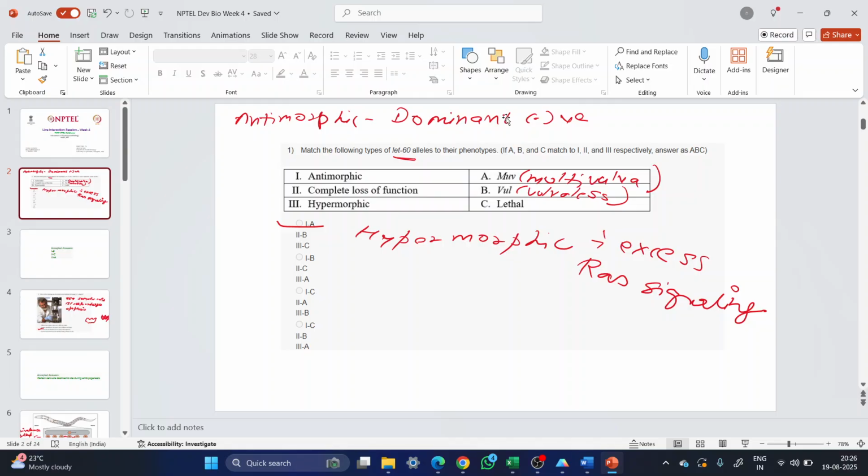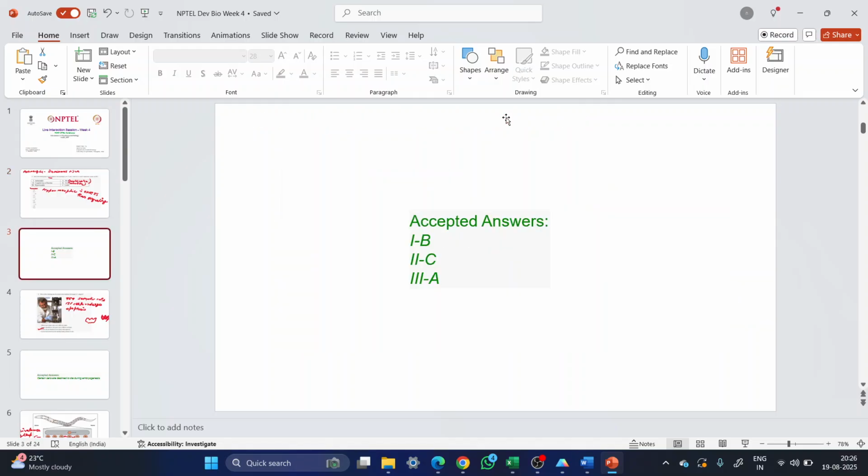Whereas hypermorphic, what is hypermorphic? Hyper means more. Morphic means morphology. Antimorphic means the morphology is not going to be shown. Hypermorphic means more morphology will be shown. That means there is a gain of function mutation that causes an increase in the normal activity of the gene.